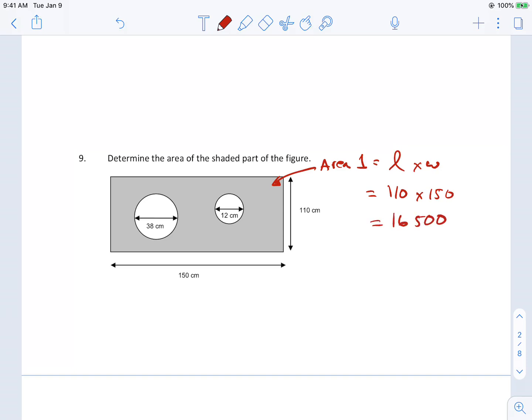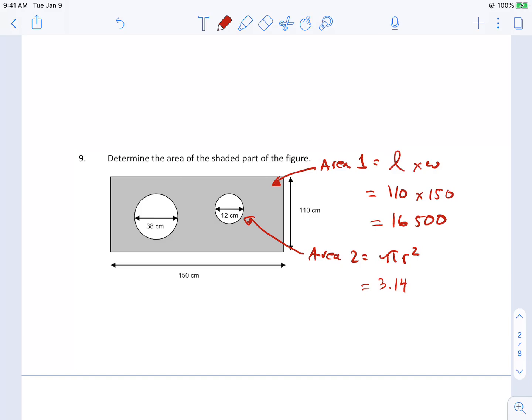16,500. Of course, that's not the area of the shaded figure because we cut out 2 little holes there. So we need to take a look at what is area 2. And area 2 is the area of a circle. Maybe you remember it's pi r squared. Now you can use the pi key. I think it's a little easier to just use 3.14 for our value of pi.